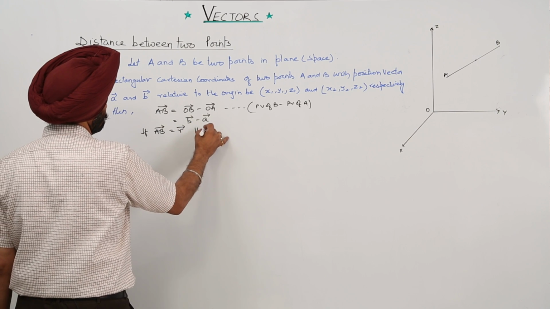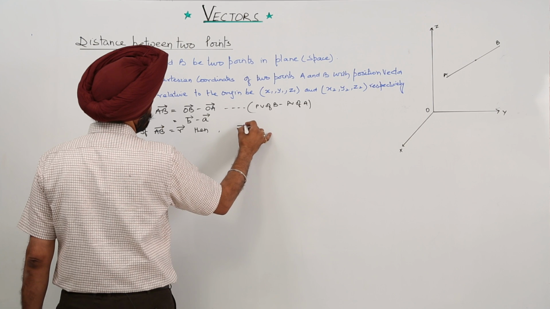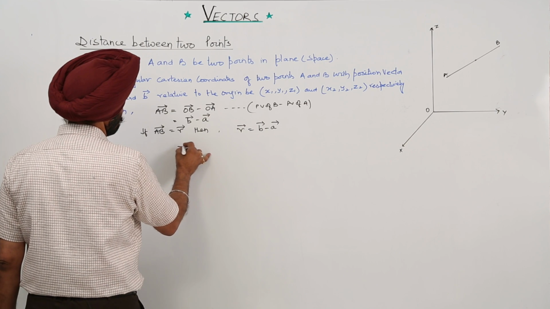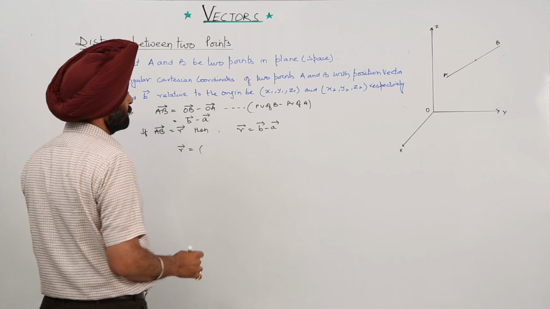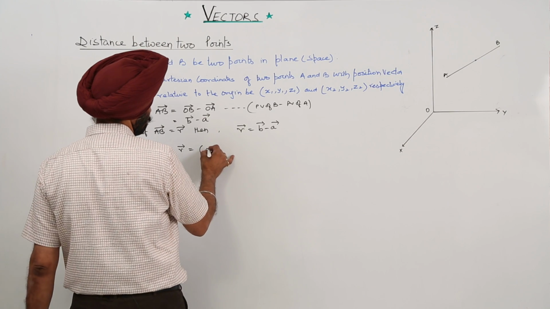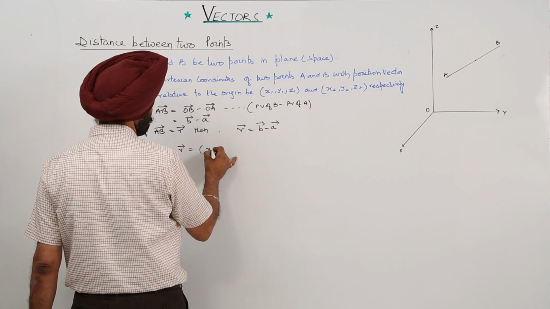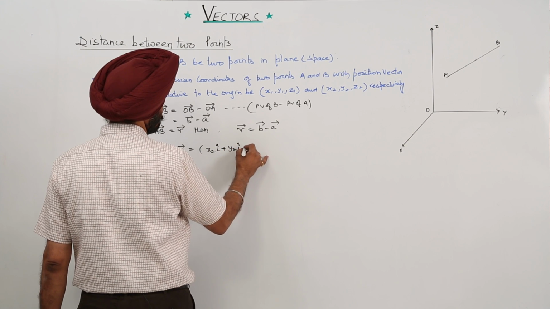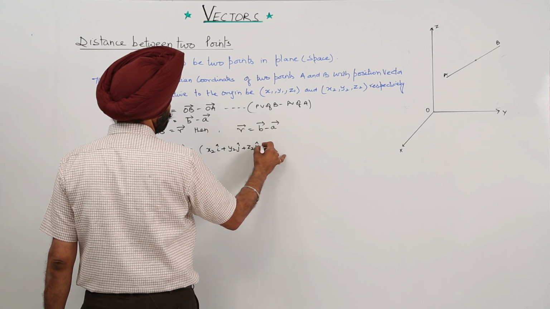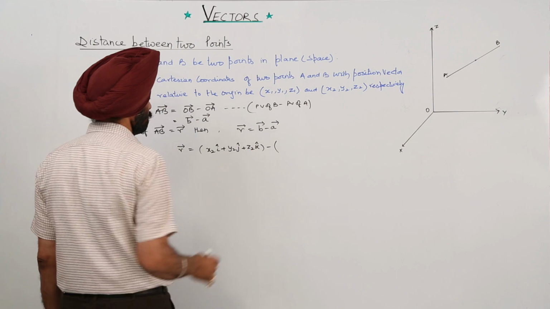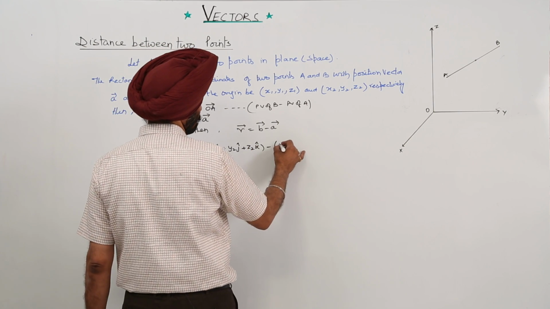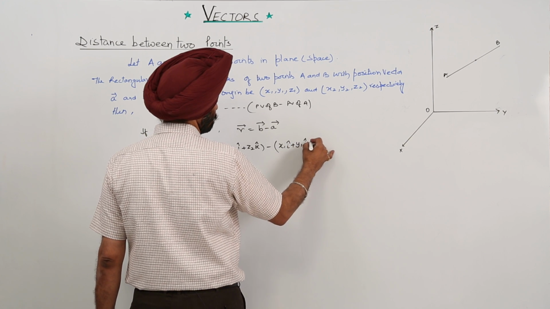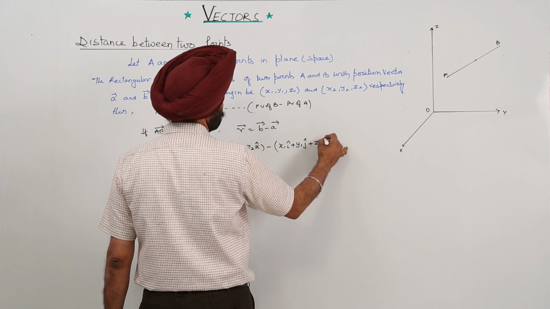Now vector R, then vector R is equal to vector B minus vector A. Vector R, now we can write it B and A. So it will be, this is for B, x2 i cap plus y2 j cap plus z2 k cap, followed by negative of vector A, x1 i cap plus y1 j cap plus z1 k cap.